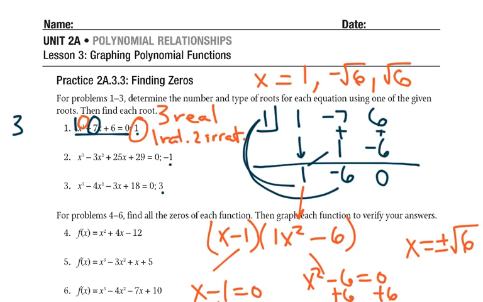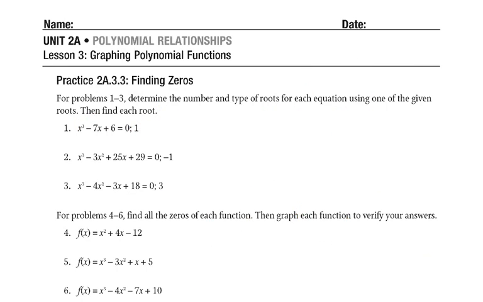Those are our 3 roots. Okay? Alright, let's take a look at number 2 now. So number 2, same idea. So we start with synthetic division to simplify. So I've got 1, negative 3, 25, and 29.